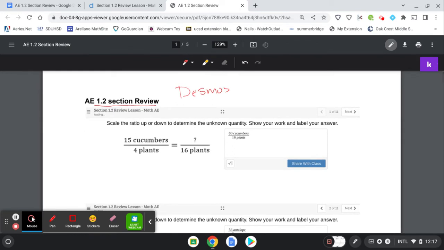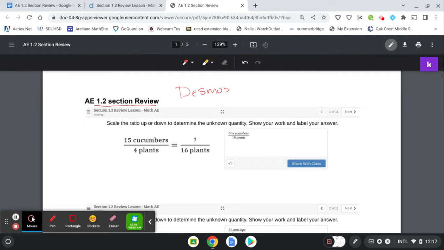Okay, in slide 1 it says to scale the ratio up or down to determine the unknown quantity. Show your work and label your answer. So you want to have your notebook out so that you can do some of these examples in your notebook and then type in your answers into Desmos.